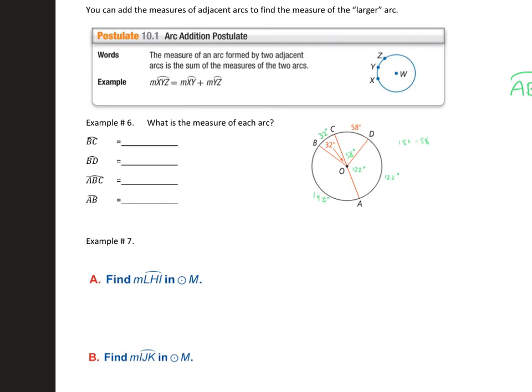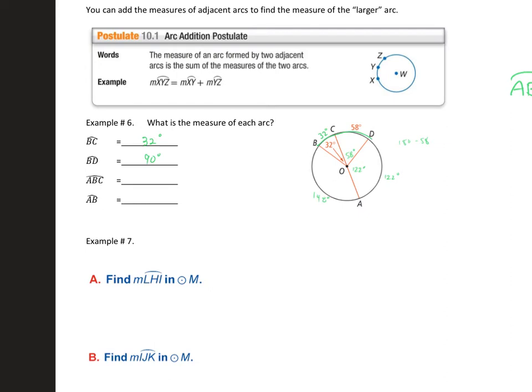What is the measure of arc BC? It is 32 degrees. If I wanted to find the measure of arc BD, it's going to be 32 plus the 58, which is 90 degrees. You see right here, BD is the combination of 32 and 58.